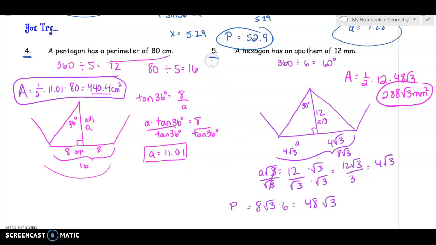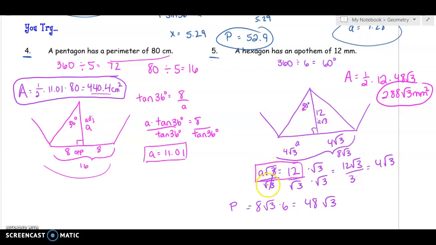For number 5, what you're going to do is take the 360 divided by 6. Each angle is going to be 60, but then the apothem cuts that in half, creating two 30-degree angles. The apothem here is 12. This side we don't know. Because it's a 30, 60, 90, this side's A, this side's A root 3. So we know that A root 3 is equal to 12. So that's what I did here. I set A root 3 equal to 12.